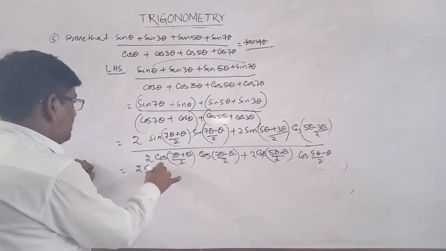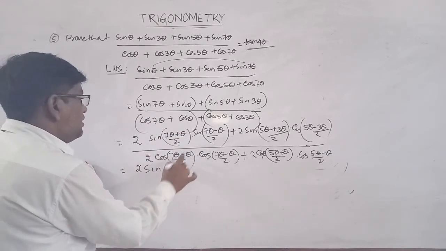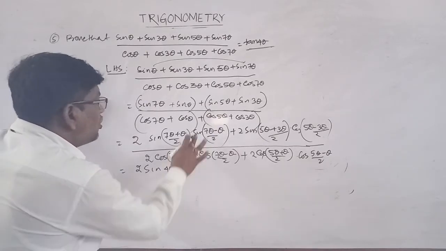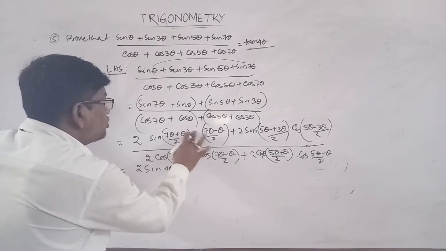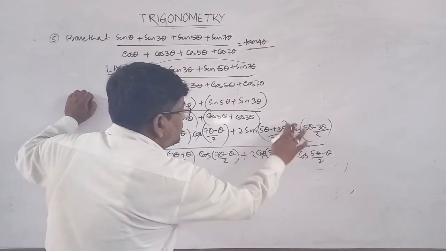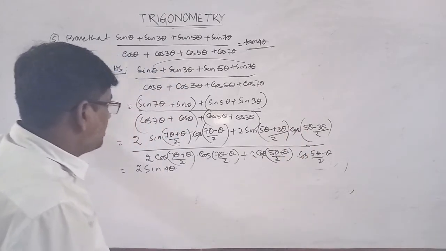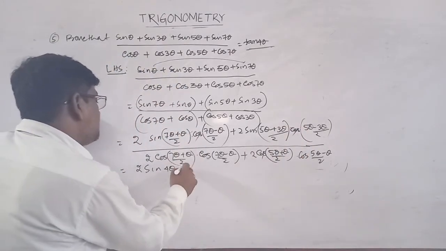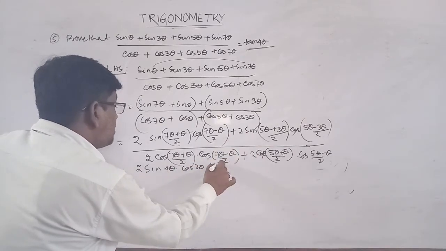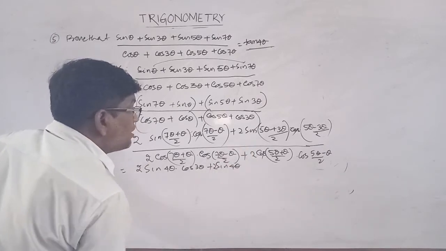This is equal to 2 sin of 7 theta plus theta, that is 8 theta by 2, that is 4 theta, and this is 3 theta. This is not sin, this is cos, not visible clearly, so cos. Okay, so this is cos 3 theta. Again here that is 2 sin 4 theta, and this is what?